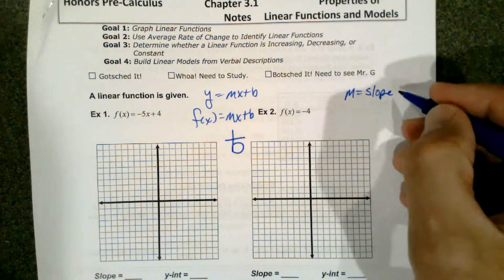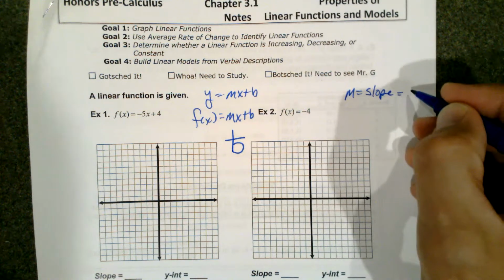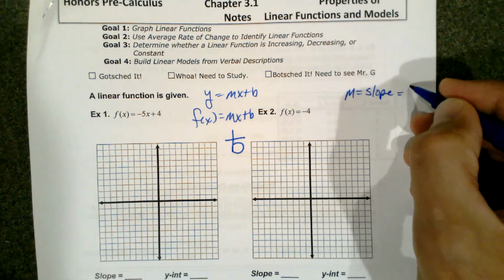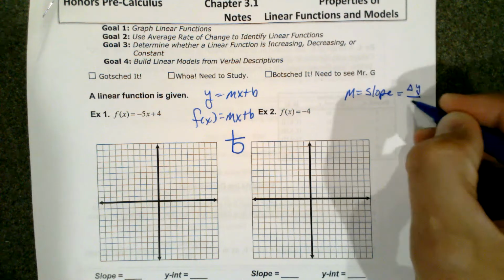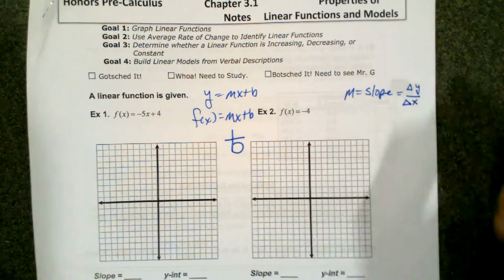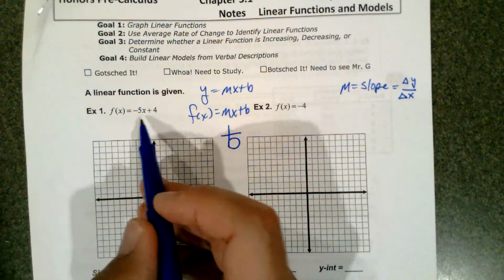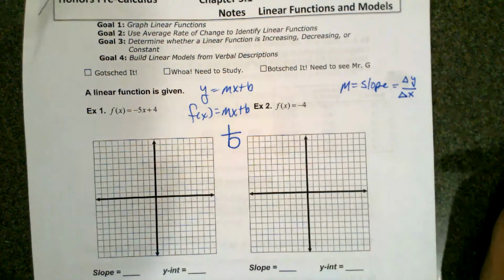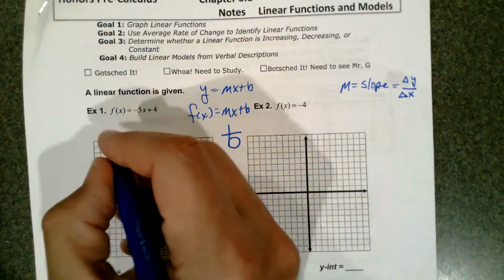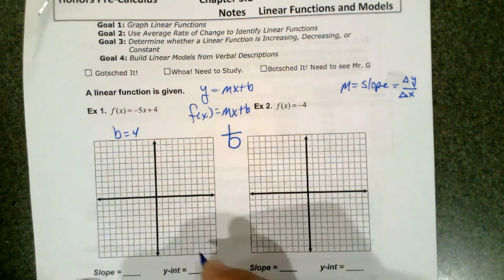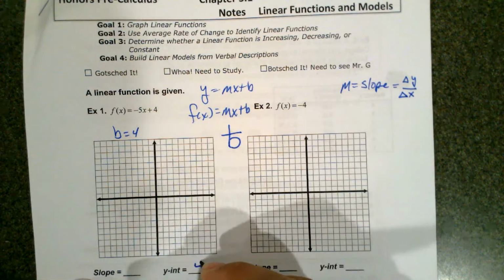Slope is, again, rise over run, which is the change in y over the change in x. We also know it's y2 minus y1 all over x2 minus x1. So as we take a look, I've got f of x or y equals negative 5x plus 4. We put our pencil on the b. We know that's 4. So again, that's our y-intercept.